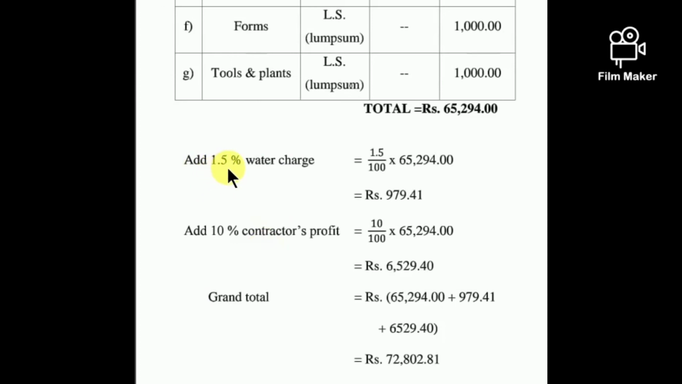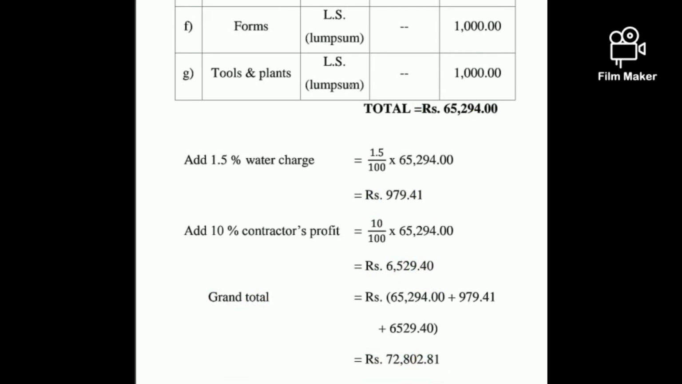Now next we'll calculate the water charge and contractor's profit. The water charge is 1.5% and contractor's profit is 10%. These two things are not only important here, but these are also important for any MCQs for any competitive exam or entrance exam. So these two are mostly asked. For water charge, we will take it as 1.5%, so 1.5 by 100 into this total, we'll get this. And contractor's profit 10%, so 10% of this total amount we'll get this. Now to find out the grand total, we'll add the total, then water charge and contractor's profit.